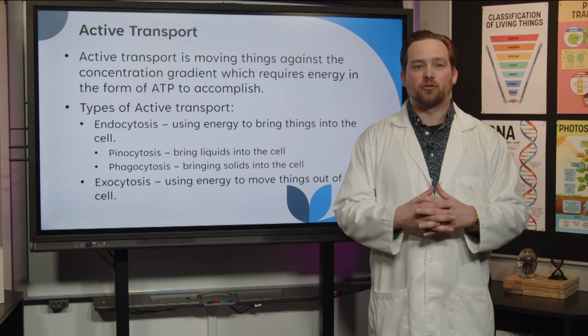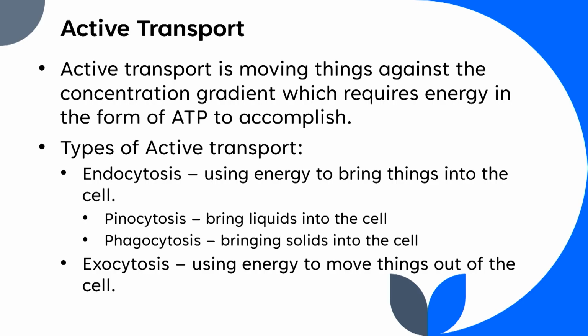So let's talk about active transport first, okay? Active transport is moving things against the concentration gradient, which requires energy in the form of ATP. There are a couple of different types of active transport. You can have something called endocytosis, which means we're using energy to bring things into the cell. Let's look at the word endocytosis. The prefix endo means inside, and cyto means cell. So if we're bringing something inside of the cell, it's endocytosis, okay?